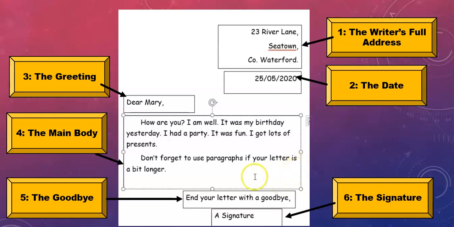Now, we're going to write another little paragraph here asking about Mary. So, let's say, I heard you got a new pet unicorn. I think Rainbow McSparkles is a great name for a unicorn.